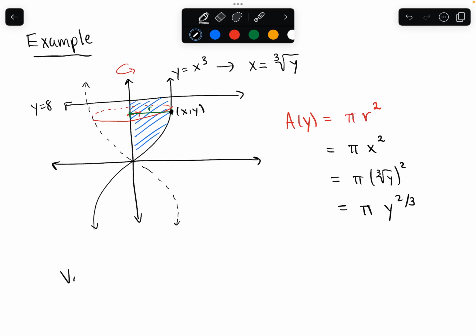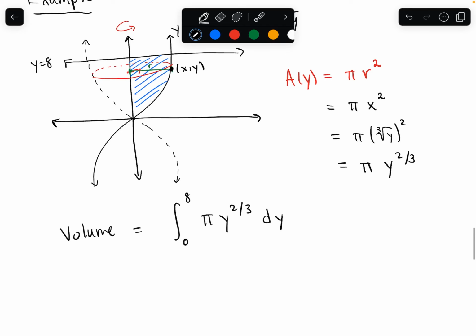And so now if I want the volume, I integrate in terms of y from y equals 0 to y equals 8 the cross-sectional area at y times its really tiny thickness. So I'm integrating all the really tiny cross-sectional volumes. So there you go.